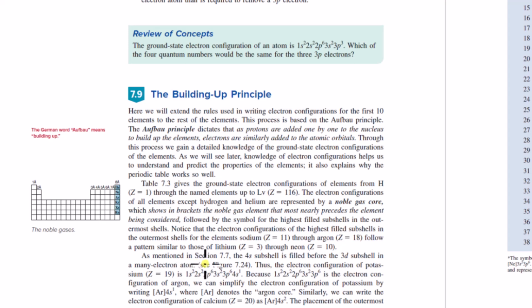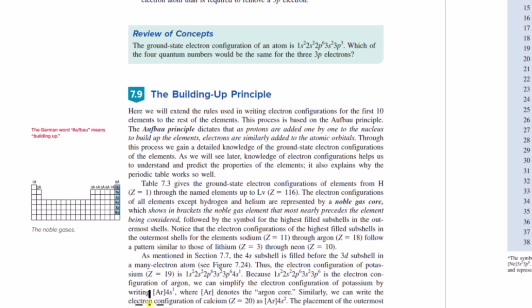As mentioned in section 7.7, the 4s subshell is filled before the 3d subshell in a many-electron atom. Thus, the electron configuration of potassium is 1s2, 2s2, 2p6, 3s2, 3p6, 4s1. You don't go to 3d. You go to 4s. And because this is the electron configuration of argon, we can simplify the electron configuration of potassium by writing [Ar] 4s1, where the bracket argon denotes the argon core.